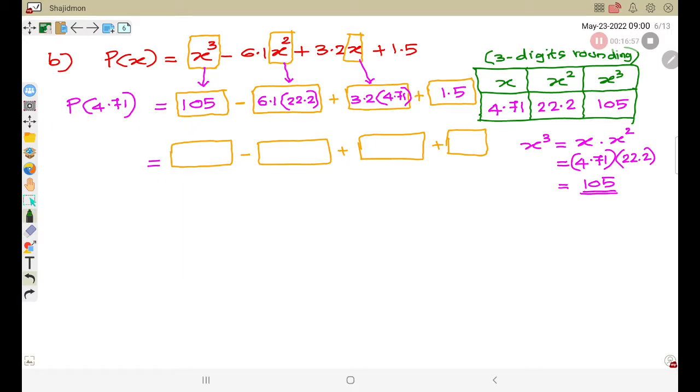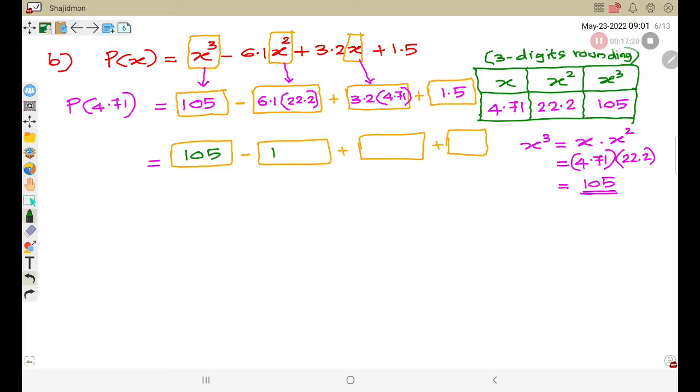So we write here first number 105. Now the second one, 6.1 multiply 22.2. You can check by calculator. 6.1 multiply 22.2, you will get 135.42, correct? But how many digits do we need to take? We need to take 3 digits rounding.